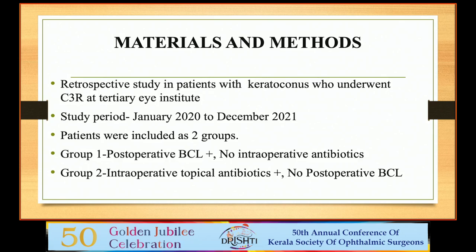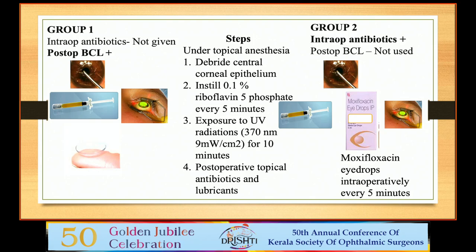In the group 1 patients, initially under topical anesthesia, we debrided the central 7 to 9 mm of the corneal epithelium, and thereafter 0.1% riboflavin was instilled every 5 minutes. And UV radiation of 370 nanometer was given at 9 milliwatts per centimeter square for 10 minutes while continuing instillation of topical riboflavin. And postoperative BCL was kept and topical antibiotics and lubricants were given.